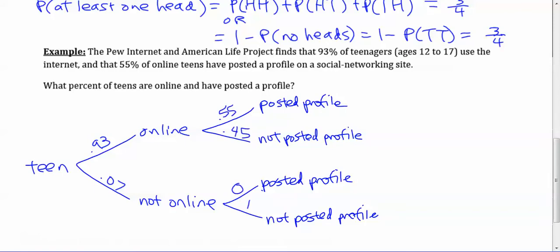This is a trivial example still, because if you're not online, then the probability that you have posted a profile is 0. The probability of not having posted a profile is 1. So that's pretty simple. Remember, to find the probability of any one of these branches, you're going to multiply along the branch.